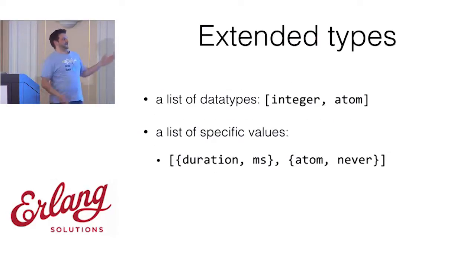Then extended data types are good too, right? We've got a list of data types, and it can be any one of them. Or specific instances of them, like this guy down here, where it's saying it could be either a duration in milliseconds, or it can be the atom never.